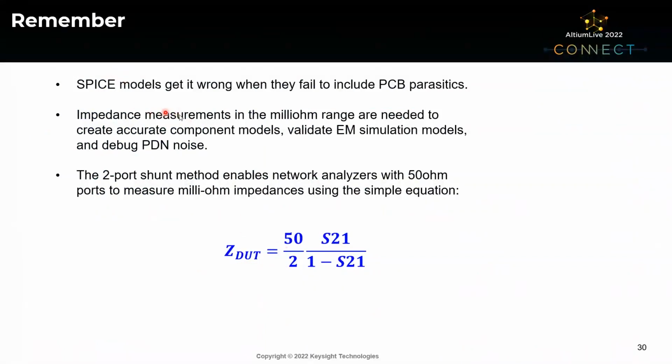So in summary here on taking measurements, why are we so interested in being able to measure these very small parasitics? It's because we really want to get our simulation and measurement correlation driving that together. SPICE models don't always capture all those PCB parasitics, and if we want to simulate them, we also need to verify that we have those models correct that we're using. So impedance measurements in the milliohm range are needed to create accurate component models, to validate the EM simulation models and debug PDN noise. And the two-port shunt method is the one that we want to use, and the shunt impedance is equal to 50 ohm ports divided by 2, 25, times S21 divided by 1 minus S21.